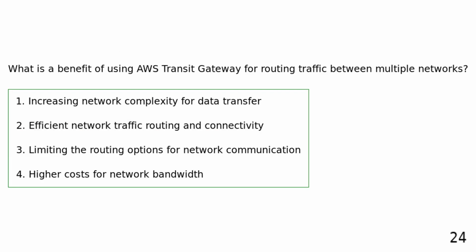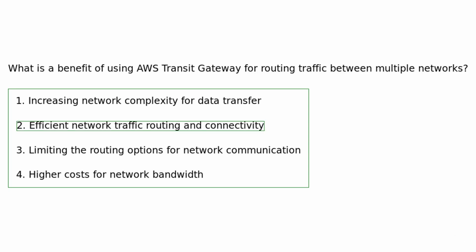What is a benefit of using AWS Transit Gateway for routing traffic between multiple networks? Increasing network complexity for data transfer. Efficient network traffic routing and connectivity. Limiting the routing options for network communication. Higher costs for network bandwidth. A benefit of using AWS Transit Gateway for routing traffic between multiple networks is efficient network traffic routing and connectivity, enabling seamless data transfer and streamlined network operations.